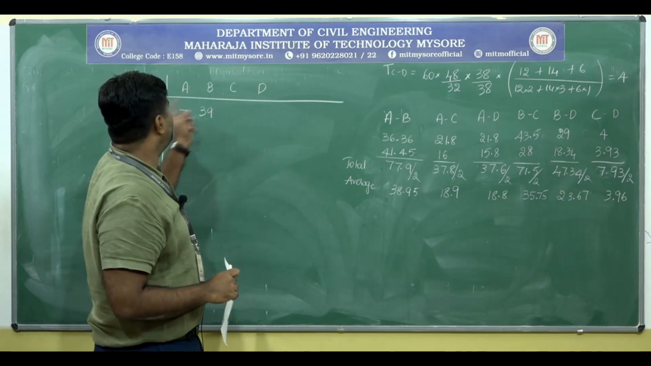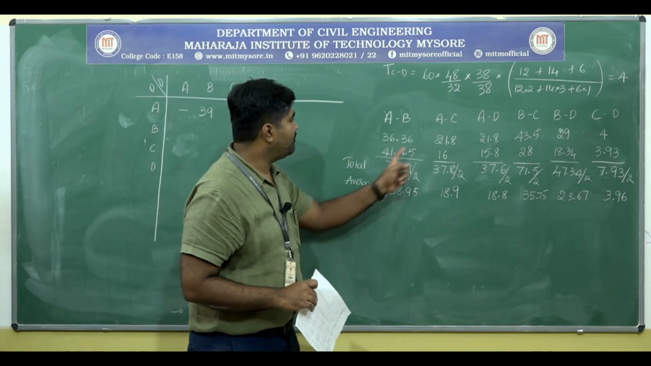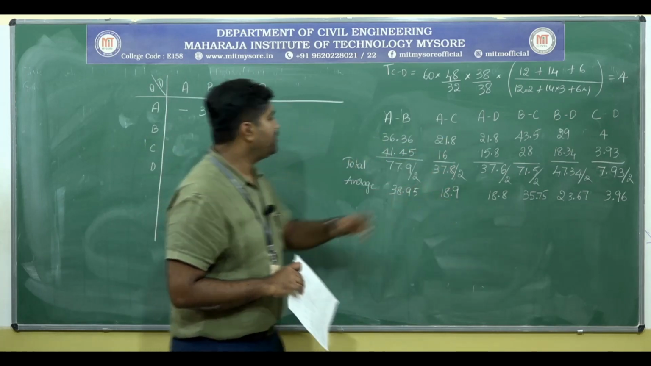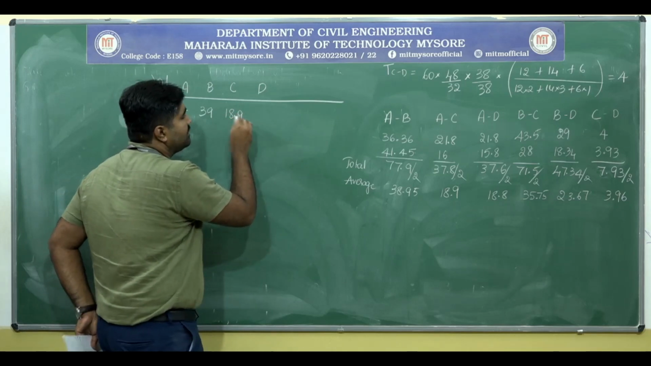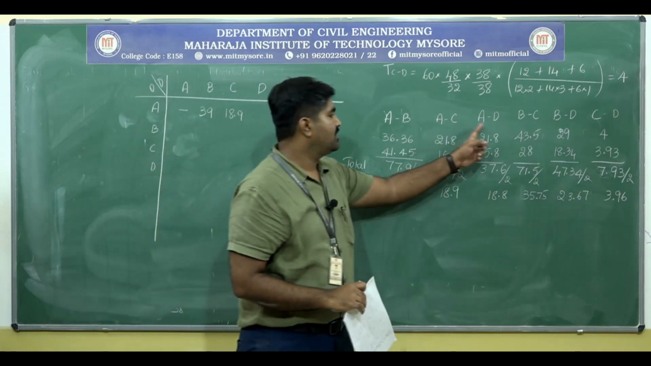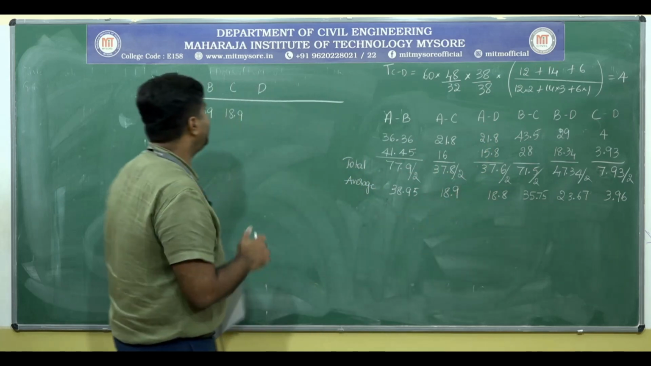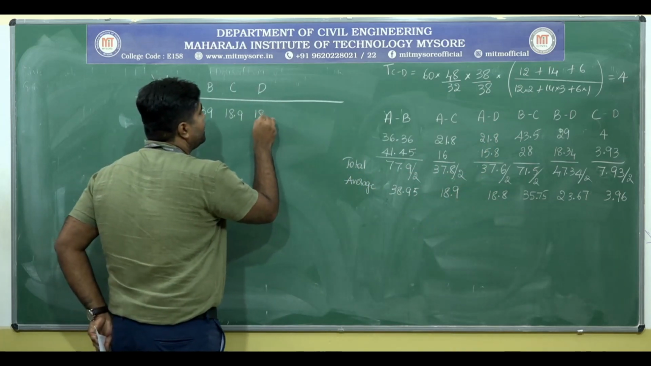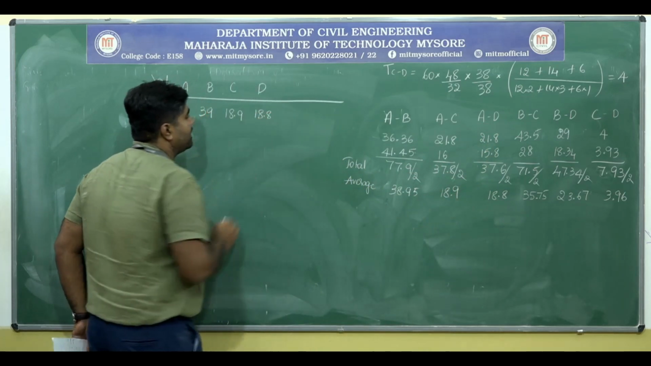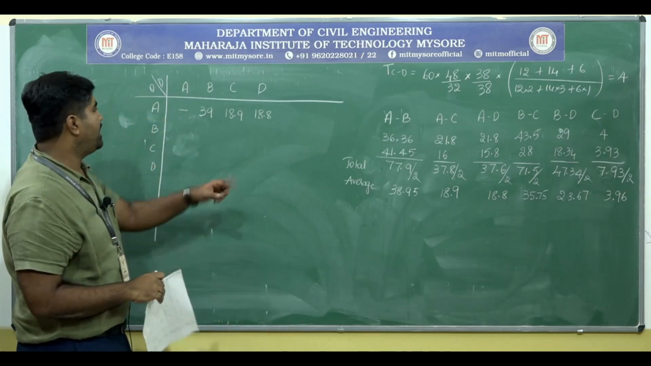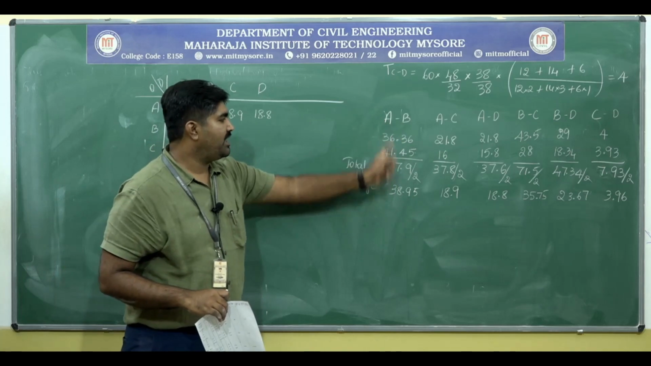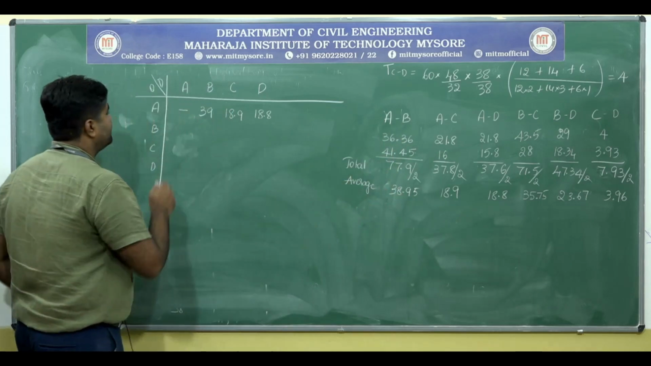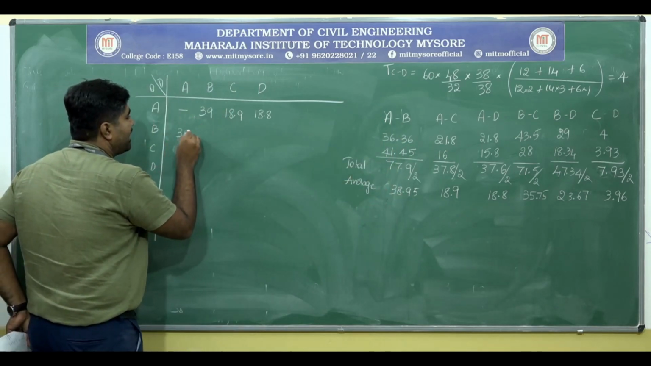Next, A to C. What is the value for A to C? 18.9. A to D, enter these values. A to D, it is 18.8. Next B to A. B to A, same value. B to A, same value will be entered here, that is 39.